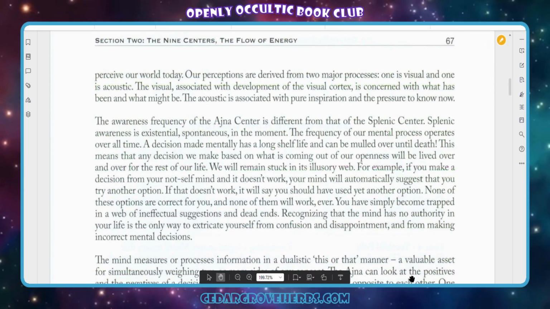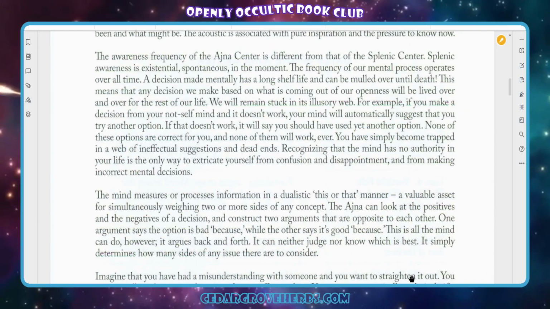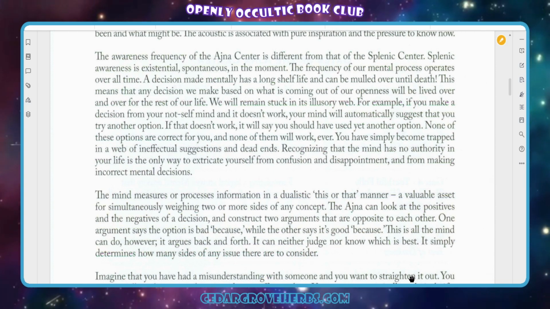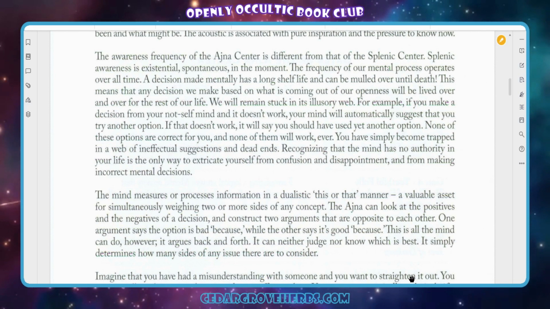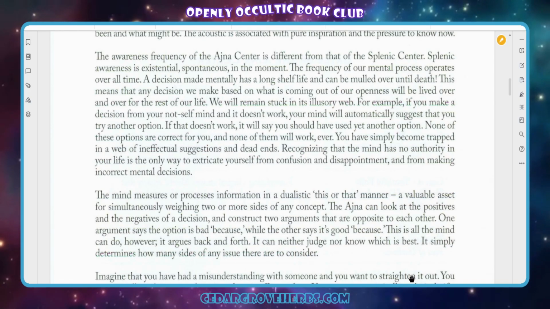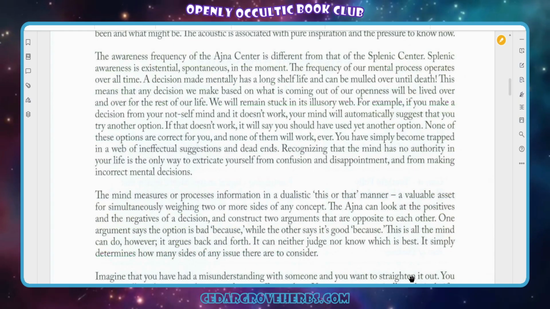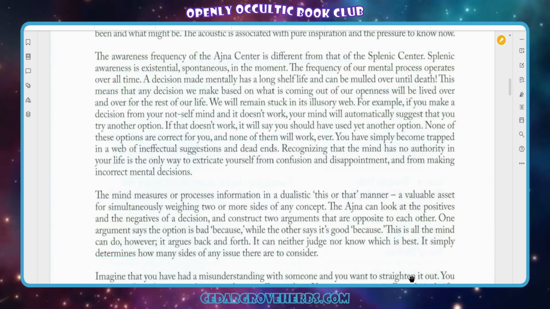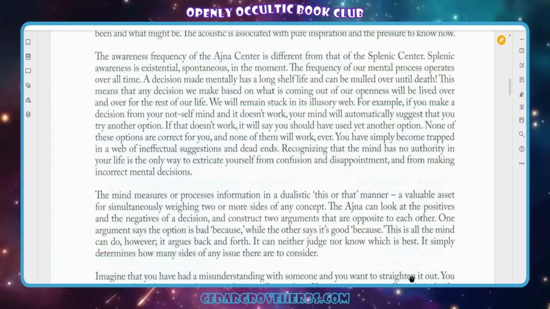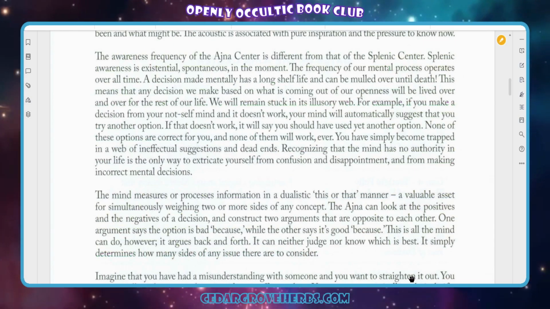The awareness frequency of the Ajna Center is different from that of the Splenic Center. Splenic awareness is existential, spontaneous, and in the moment. The frequency of our mental process operates over all time. A decision made mentally has a long shelf life and can be mulled over until death. This means that any decision we make based on what is coming out of our openness, those open centers on your body graph, will be lived over and over for the rest of our life. We will remain stuck in its illusory web.